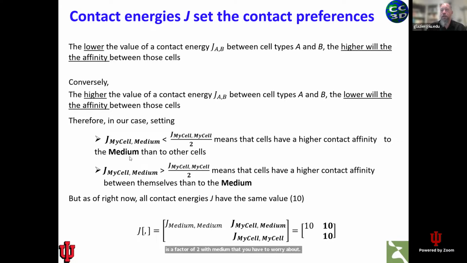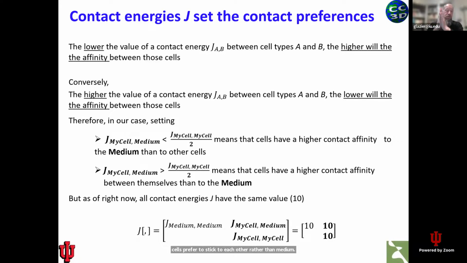And so if J micelle-medium is less than J micelle over 2, then cells prefer to stick to medium than to each other. If J micelle-medium is bigger than J micelle over 2, then cells prefer to stick to each other rather than medium. And there's a reason for the factor of 2.